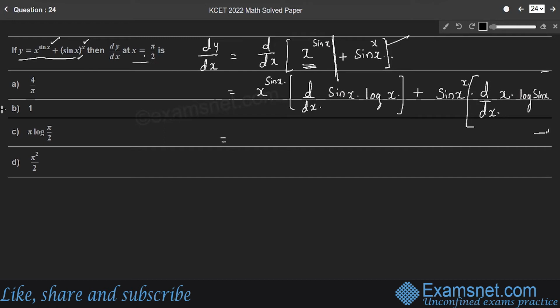Now simplify it. So x raised to sin x into d by dx of a product of two terms, sin x into log x, which is sin x into d by dx of log x, which is 1 by x, plus log x into d by dx of sin x, which is cos x.